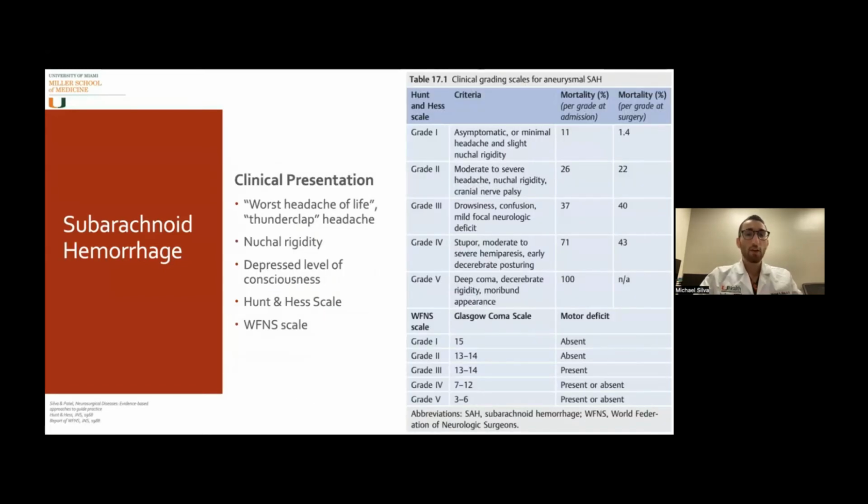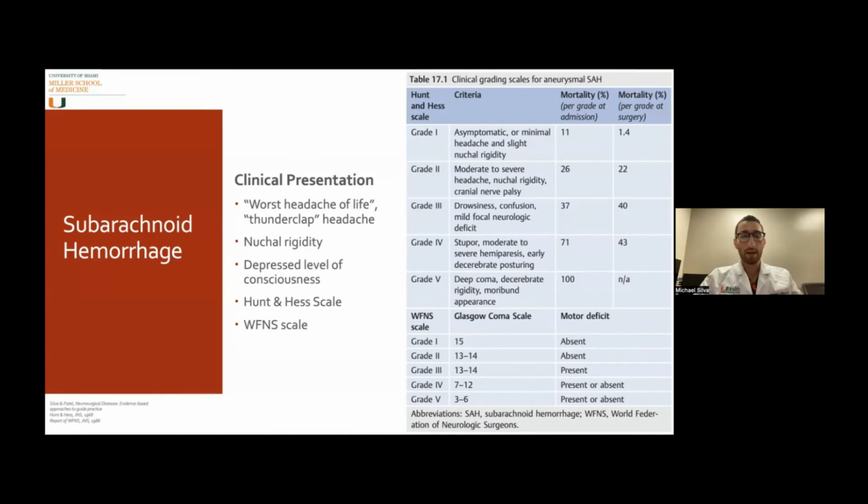So back to the clinical presentation of subarachnoid hemorrhage: the quote-unquote worst headache of life, or quote-unquote thunderclap headache, is the classic description, and we see it all the time. It's not just a Step 1 question. Nuchal rigidity and depressed level of consciousness are the most common ways subarachnoid hemorrhage presents.